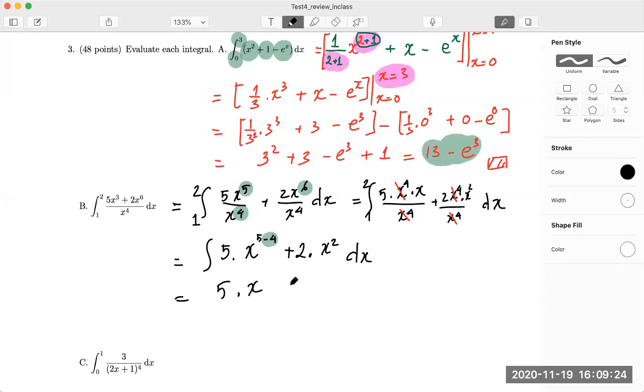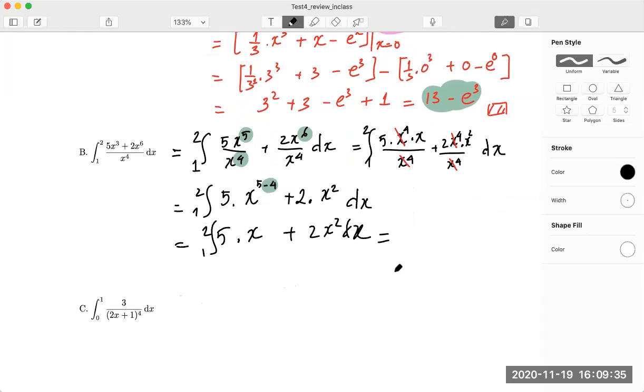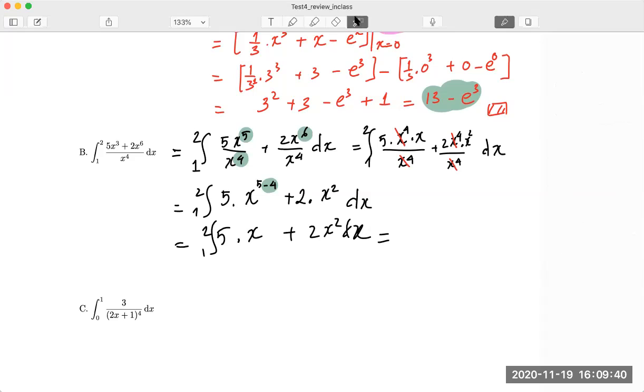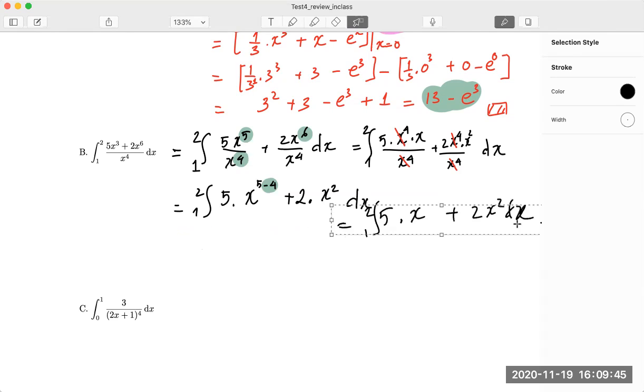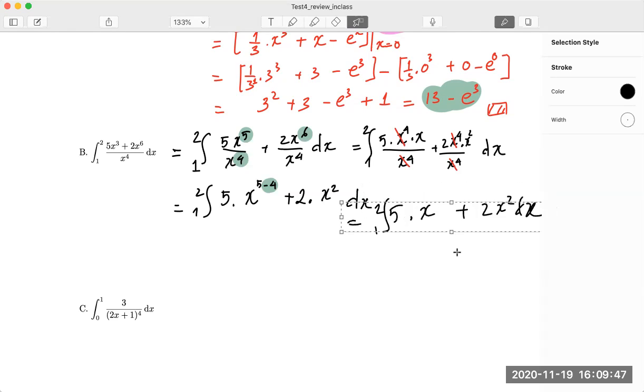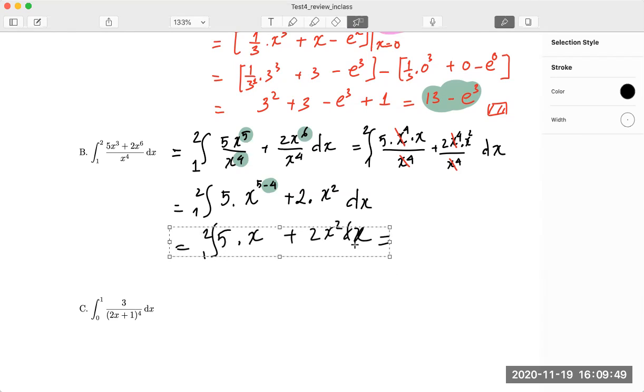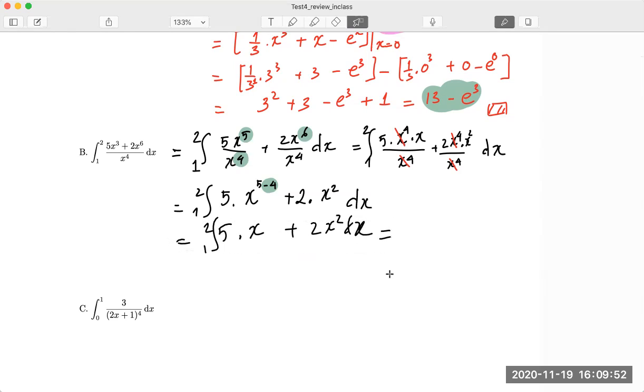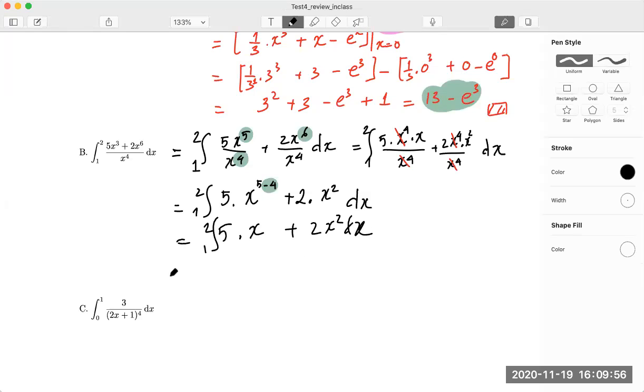5 times x here plus 2x squared dx, integral from 1 to 2. So our job is to find the antiderivative of this, okay? So what is the antiderivative of 5x? It would be 5/2 times x squared. Very good.